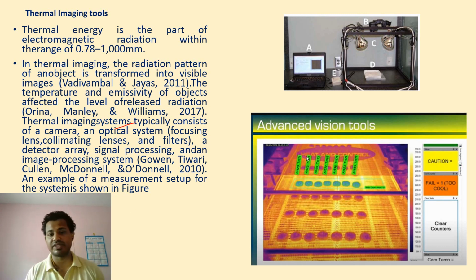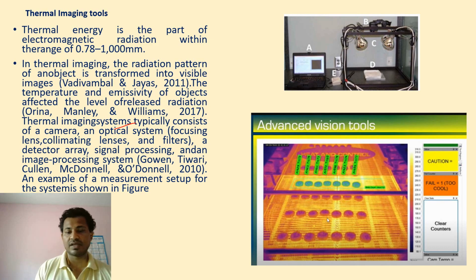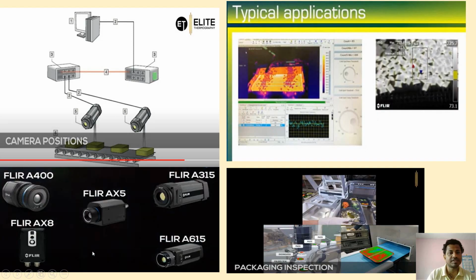So this is a thermal imaging system. They employ advanced vision tools. They are visualizing the food. These are having these thermal imaging systems. Now typical solutions are like various thermal cameras, like FLIR A400, AXP, AXS, A315, A615. Typical applications are packaging inspections, etc.